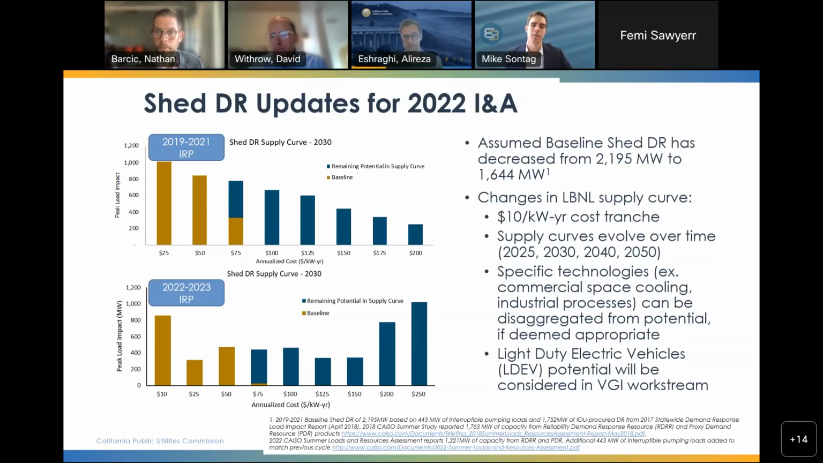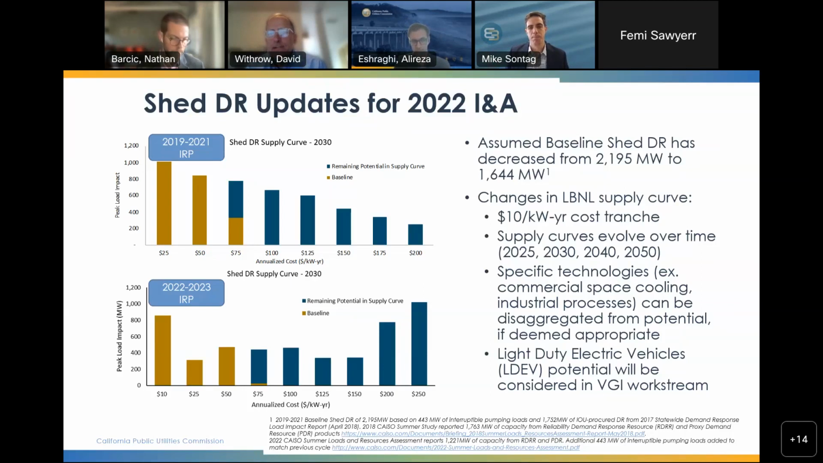And so, this would say that we have 1,000 megawatts of load, or a resource that we could procure at $25 per kilowatt year. And then, once we've procured that, if we need more, we would move to the next cost tranche, and it would be more expensive, and there might be a little bit less of it, there might be a little bit more of it, depends on how the cost curve evolves. Yeah.